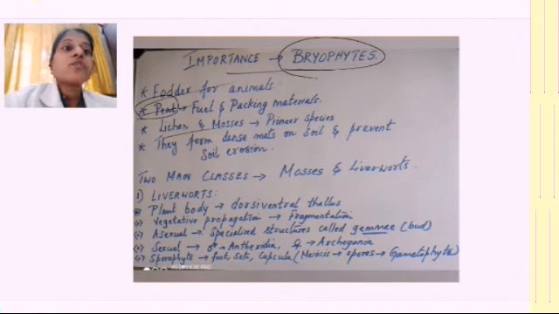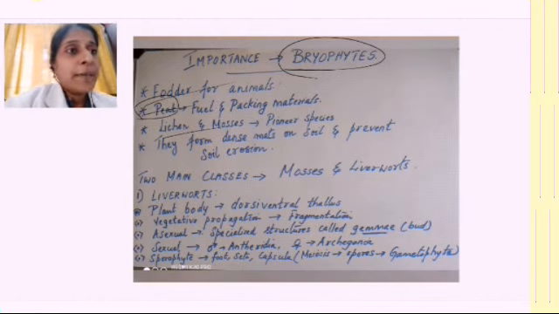Then lichen and mosses, when you are seeing, they are forming a pioneer species. Pioneer means what? Imagine this was a hill.